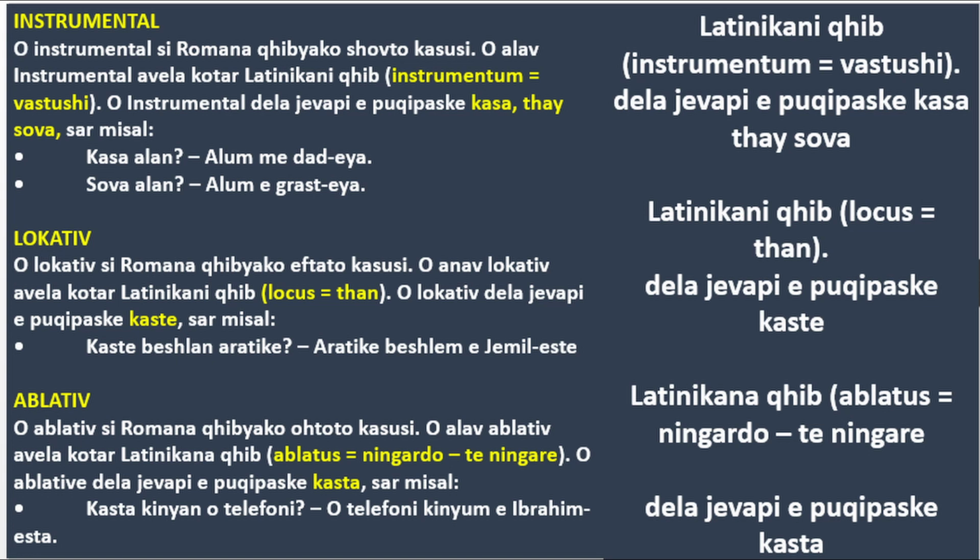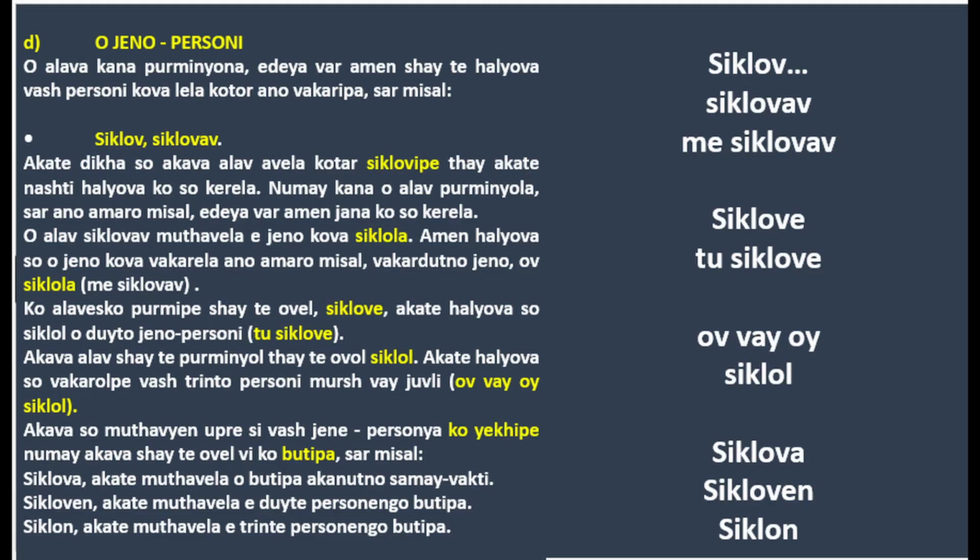Ablative. The ablative is the eighth case of the Romani language. The word ablative derives from the Latin language. Ablatus equals to send, to deliver. Ablative responds to the question, from whom. In Romani casta, for example tar in, casta kinyan o telefoni kinyam e Ibrahim Esther. From whom did you buy the telephone? I bought the telephone from Ibrahim.